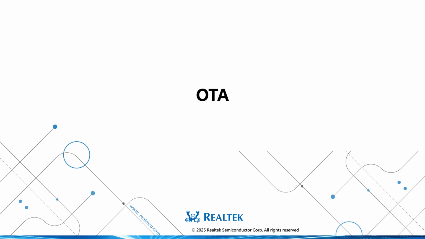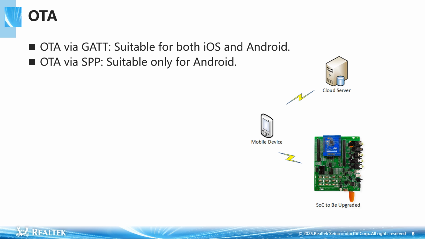OTA. OTA refers to the wireless delivery of software updates to devices. The SDK supports OTA via Bluetooth and provides 2 Bluetooth transport methods for Android and iOS. 1. OTA via GATT, suitable for both iOS and Android. 2. OTA via SPP, suitable only for Android.